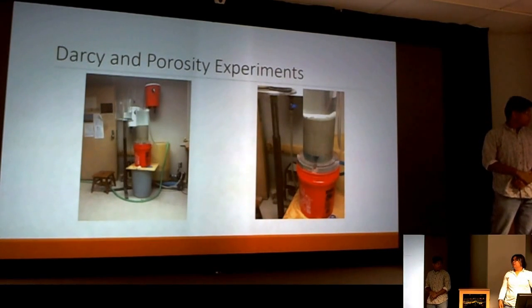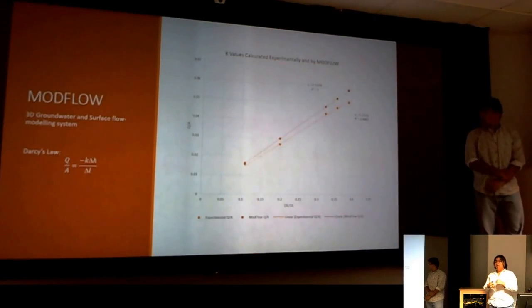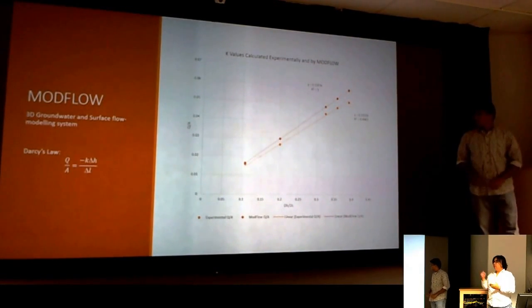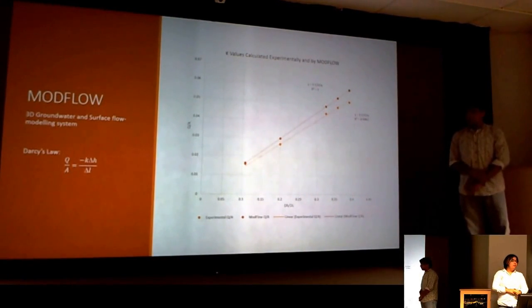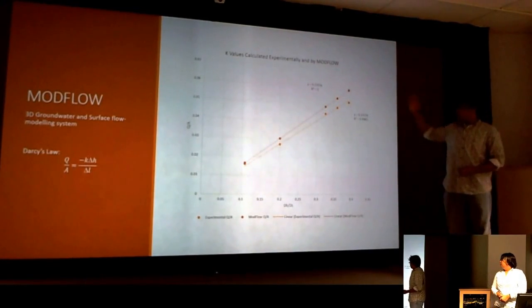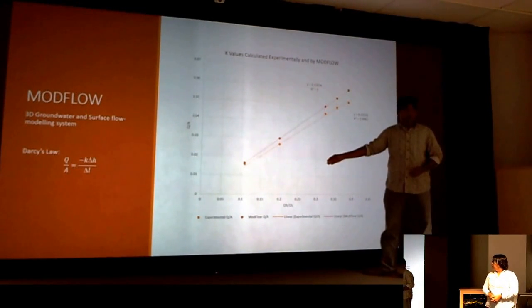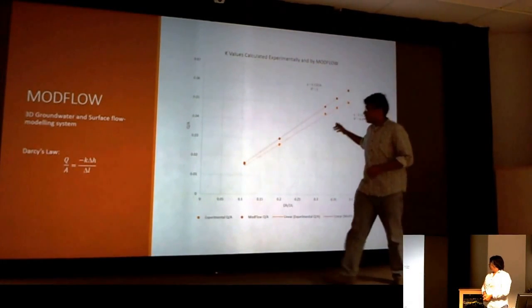So once we determined the K value, which is how the water flows, typically denoted in feet per day, it's the diagonal flow of water. We actually used ModFlow, a geophysical program, and Python, which allows us to model groundwater and surface flow. Based on the graph here, the red line on top is the ModFlow software when we put in the specific parameters, and the orange line is our experimental data.